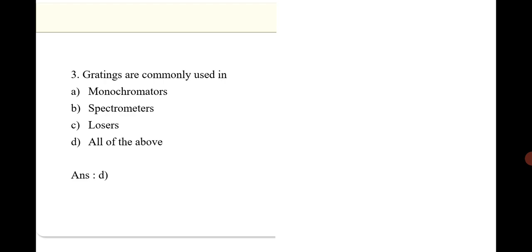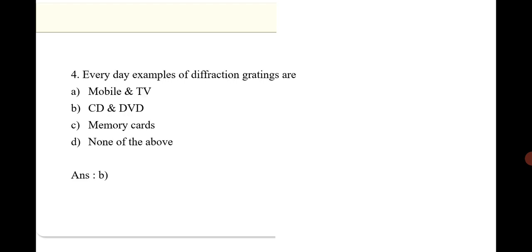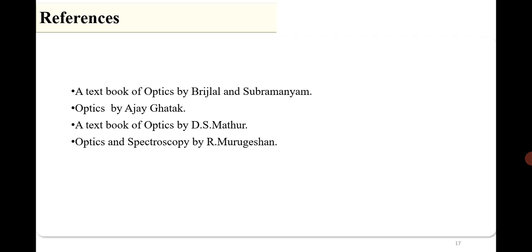Question 3. Gratings are commonly used in: option A, monochromators; option B, spectrometers; option C, lasers; option D, all of the above. Answer is option D, all of the above. Question 4. Everyday examples of diffraction gratings are: option A, mobile and TV; option B, CD and DVD; option C, memory cards; option D, none of the above. Answer is option B, CD and DVD.